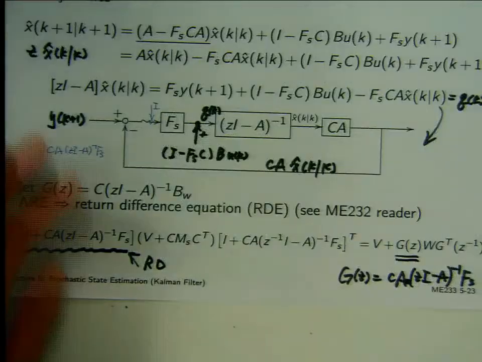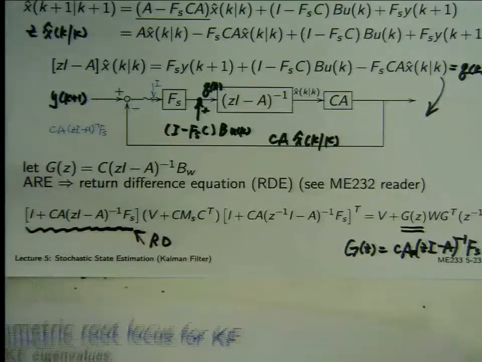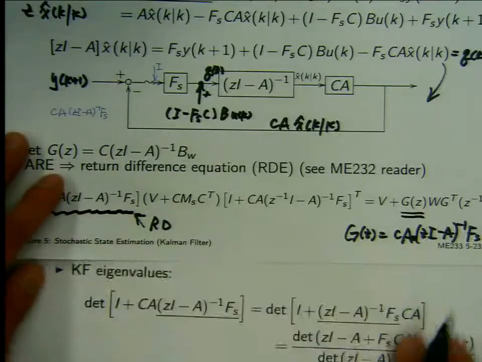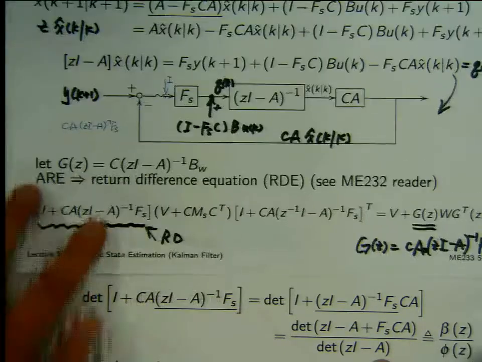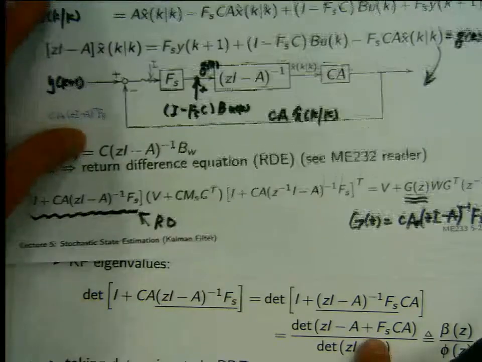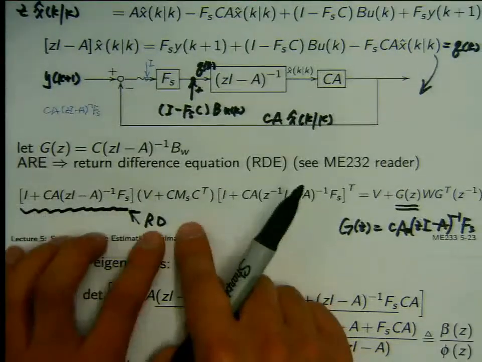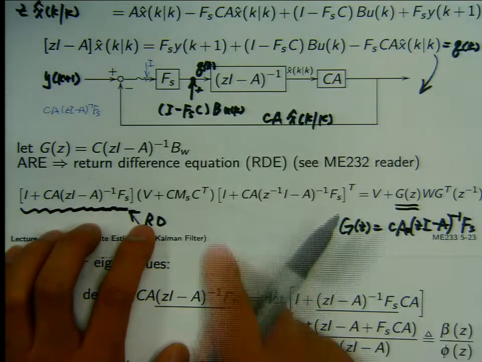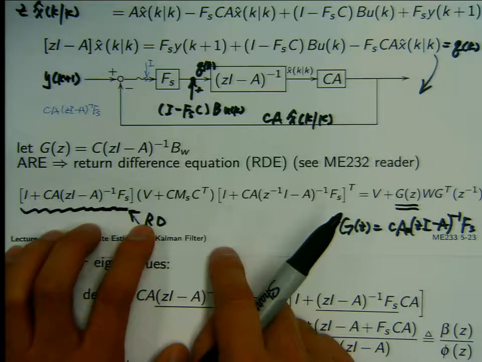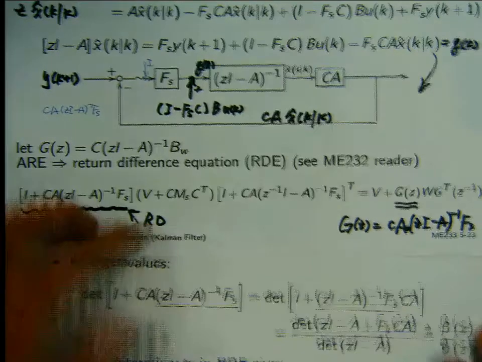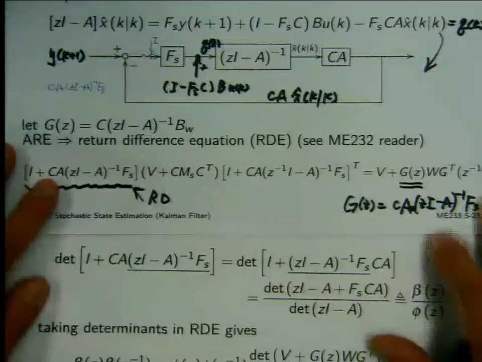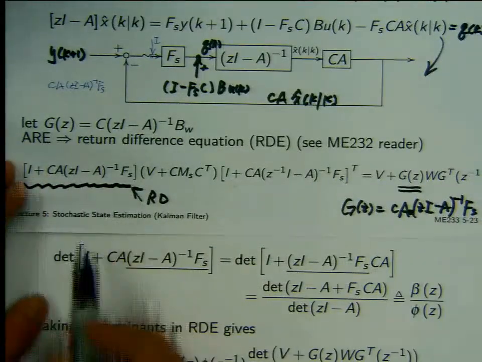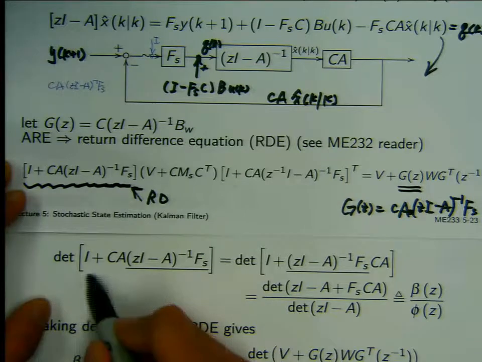Yes, that's a very good question. That's exactly what I'm going to show now. I'm going to show you that if you take the determinant on the left-hand side, the closed-loop eigenvalue is just going to come right out of it. Okay? So here, if you take the determinant of this return difference, this is the return difference.